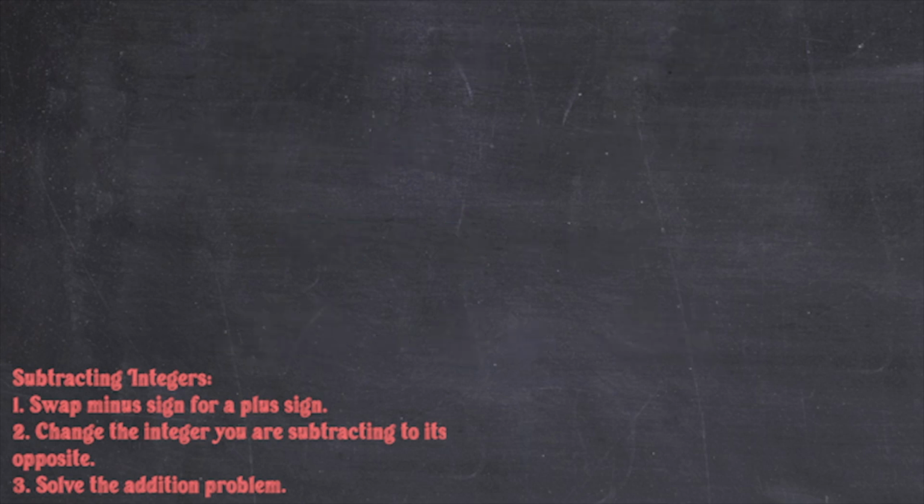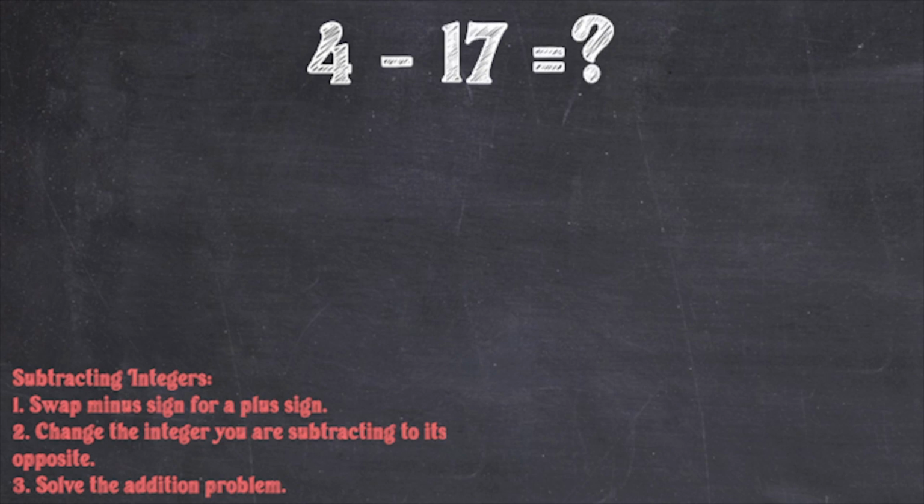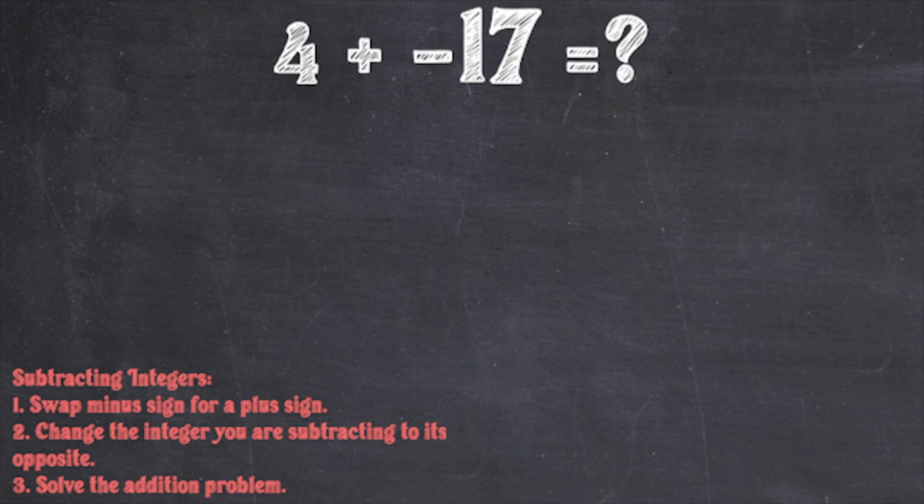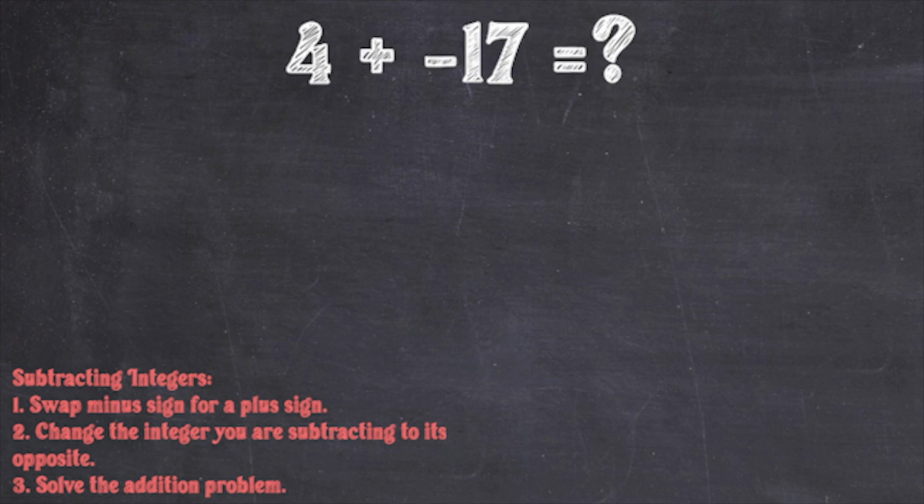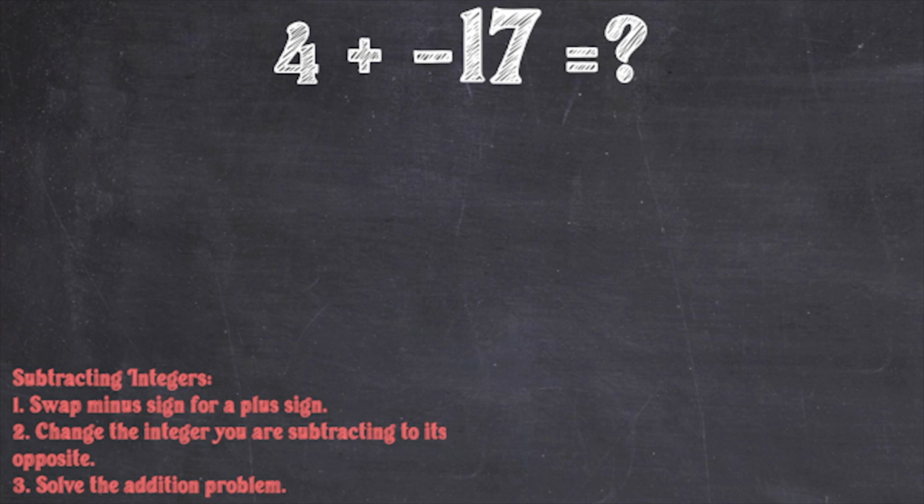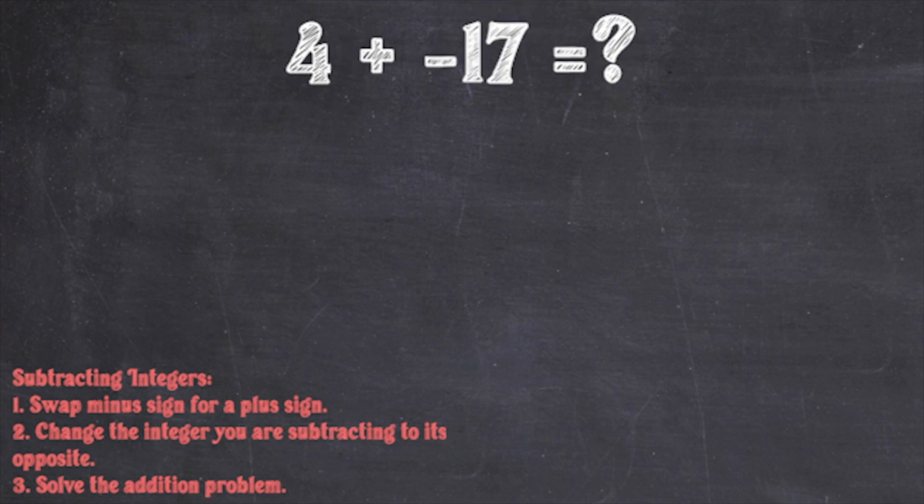Let's try this one. 4 minus 17. Let's create the new problem by first changing the minus sign to a plus sign and writing down the opposite of positive 17, which is negative 17. Thus, the new problem is 4 plus negative 17, which will have the same answer as the original problem.